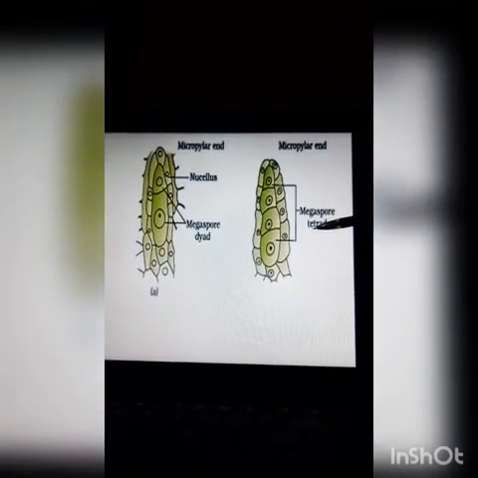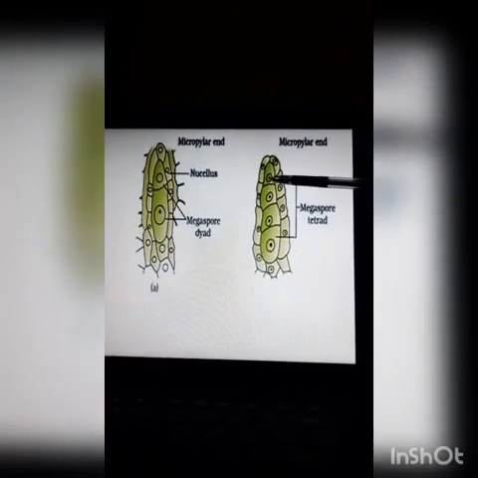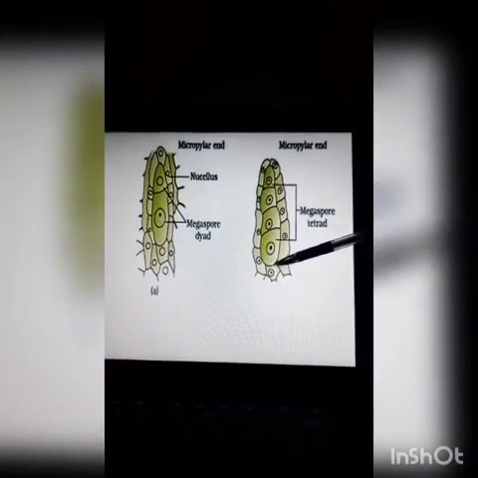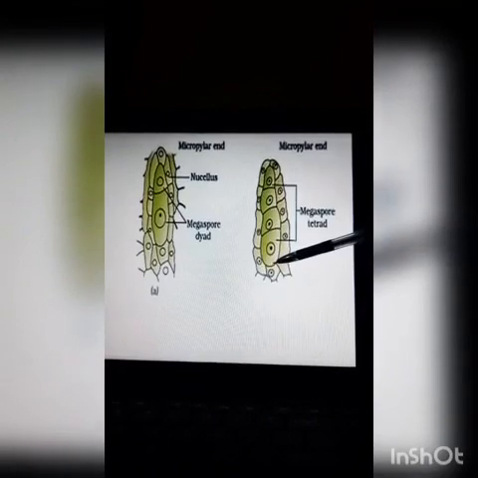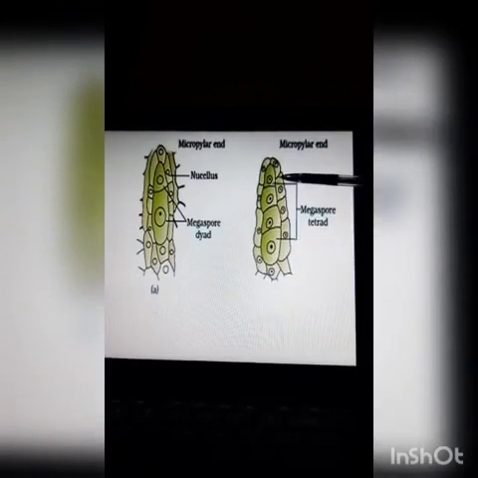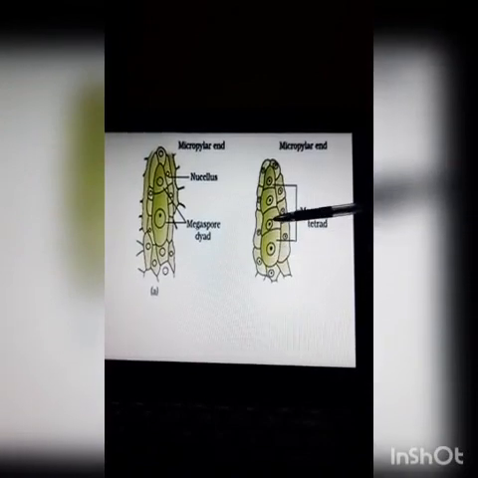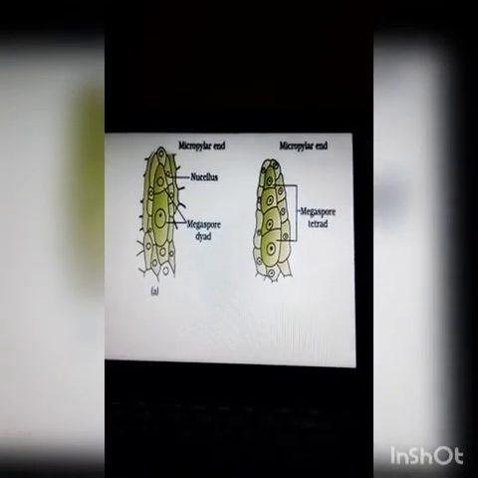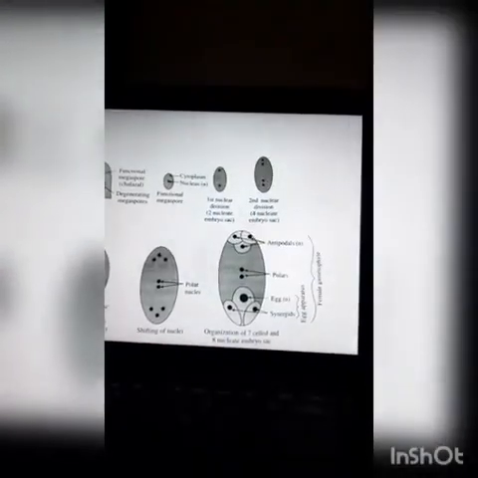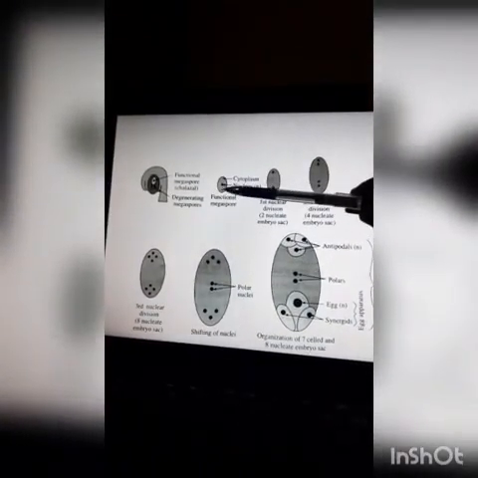Clear? So, in the megaspore tetrad, there are four cells: 1, 2, 3, 4. Out of the four, only the single cell near the chalazal end becomes the functional megaspore, and the remaining three will degenerate. Okay, so now we have only a single functional megaspore. I will show you another diagram. So listen, in this diagram we can see a single functional megaspore.